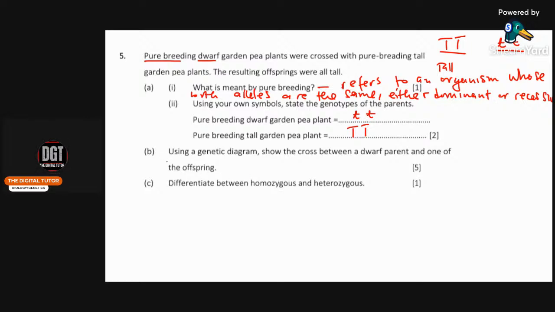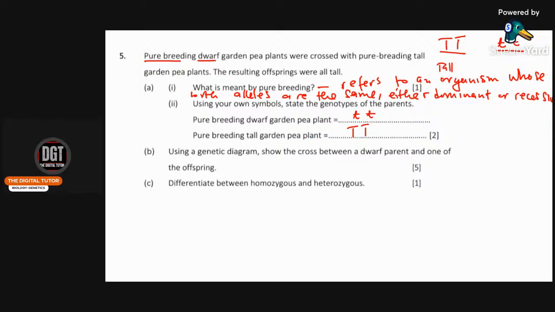Now, question B, part 2. Using your own letters or symbols, state the genotype of the parents. Genotype, you know, is the genetic makeup of an organism. So what is the genotype for the parents? Pure breeding dwarf is what? tt, small letter t. Then pure breeding tall is capital letter TT, because tallness is dominant over shortness in terms of inheritance of height.